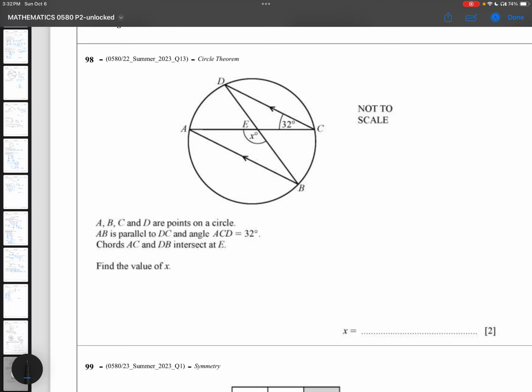In order to calculate X, this angle BAE will also be equal to 32 because of alternate angles. As lines AB and CD are parallel, AC is the transversal through them.